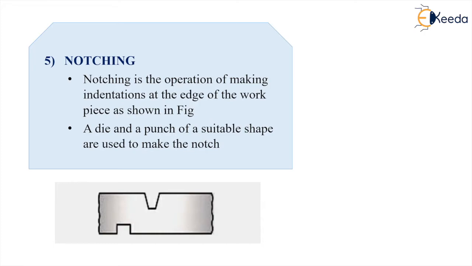See, you can cut the sheet on the edges, any shape. So this is a notching operation. A die and punch of suitable shapes are used to make these notches. Any shape of notch you can make here. That is a notching operation on the edge of the sheet.